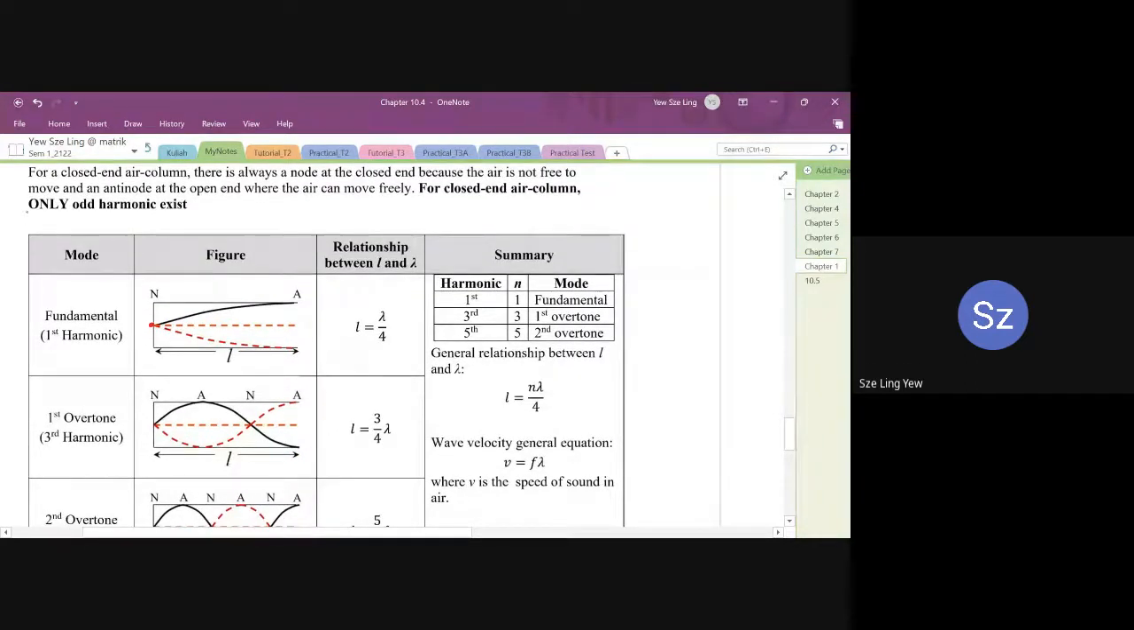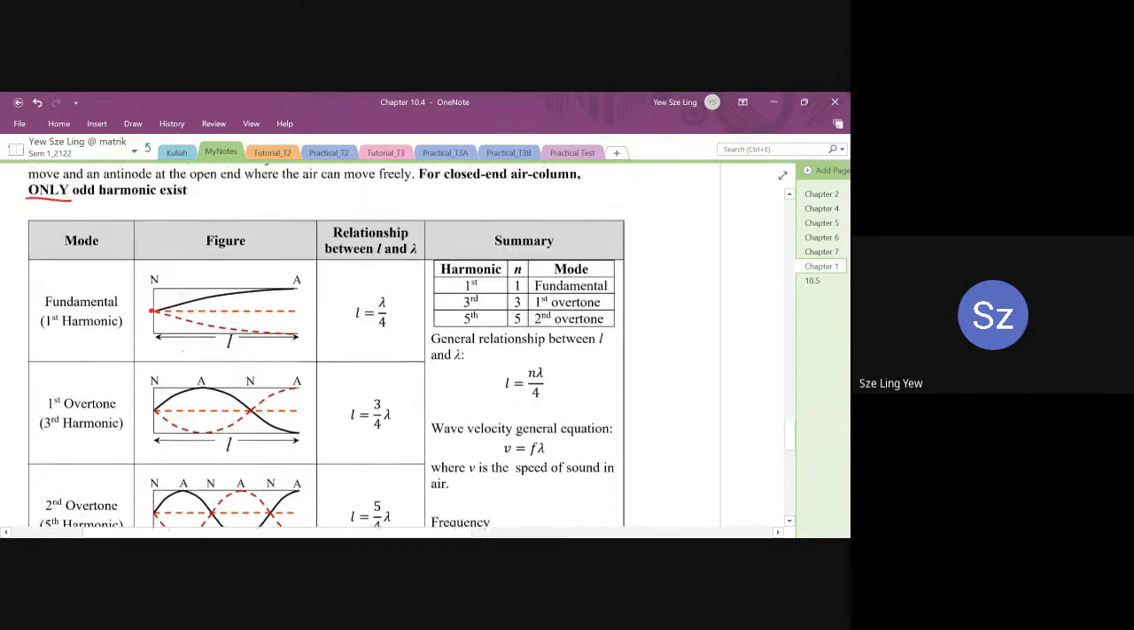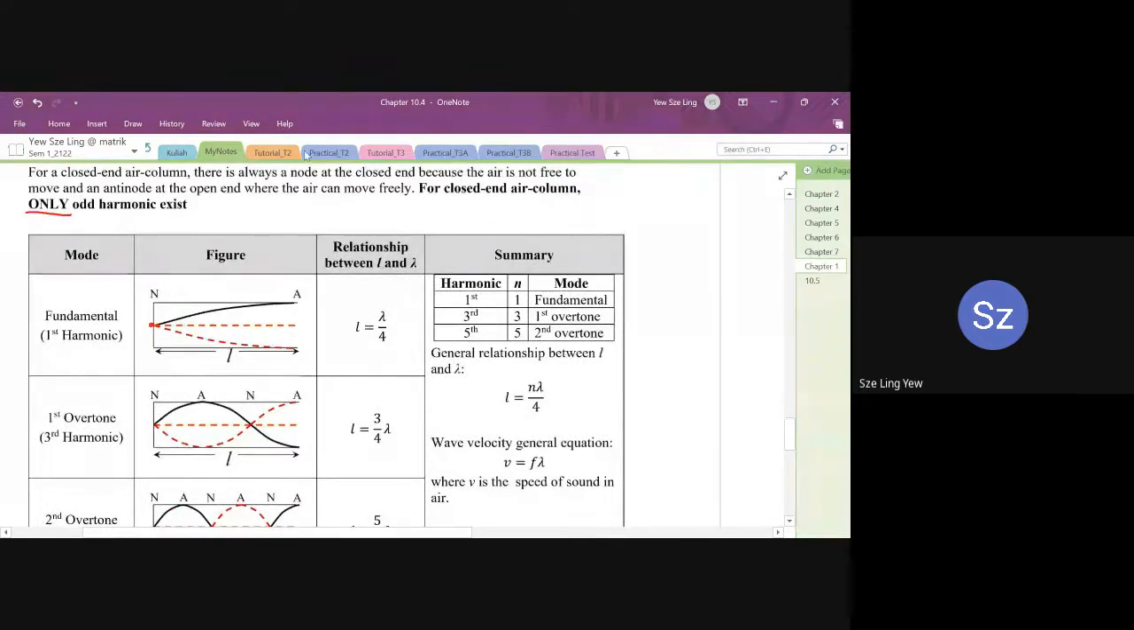We don't have even-numbered harmonics. That one you can only see through the value, but unfortunately I don't have the value with me right now, so I can only tell you the idea, the concept. For a closed-end air column, we have only odd harmonics, because remember, a harmonic is a multiple of the fundamental frequency.